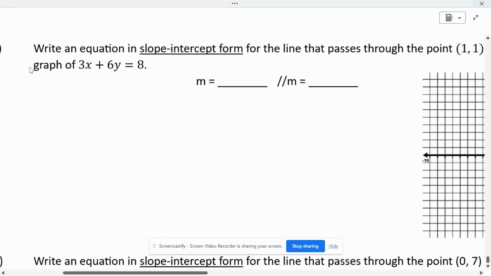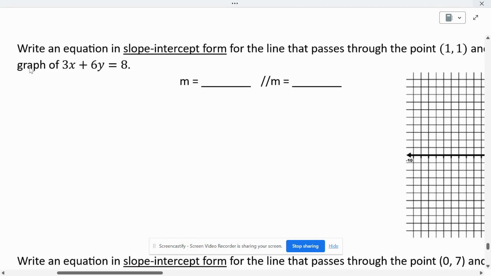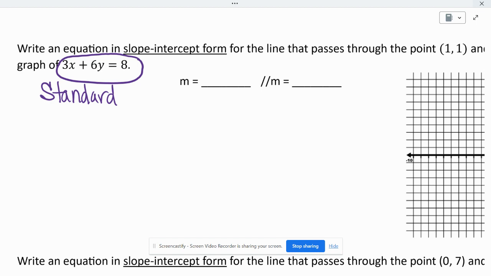All right. So this one has us writing an equation in slope-intercept form for a line that passes through this point, except what's weird about this equation that they give us? It's in what form? That's not in slope-intercept form. What form is this in? It's in standard. So we have to put it into slope-intercept form to figure out the slope of the line. Otherwise, we can't solve for the slope.